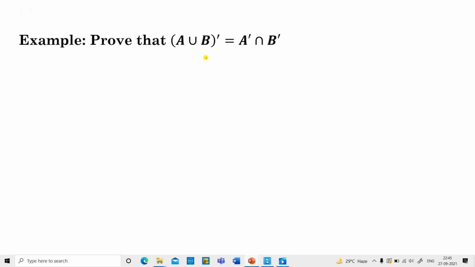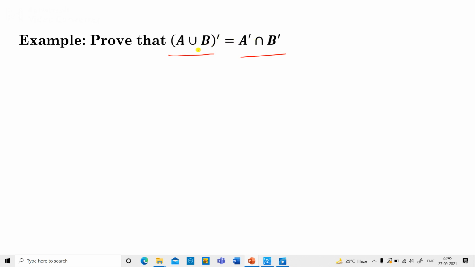Now we have to prove that (A union B)' equals A' intersection B', that is De Morgan's law. So I will tell you how we can prove such types of identities. If you see, this is not an equation. Left hand side is a set, right hand side is a set. It means we have to show that these two sets are equal.